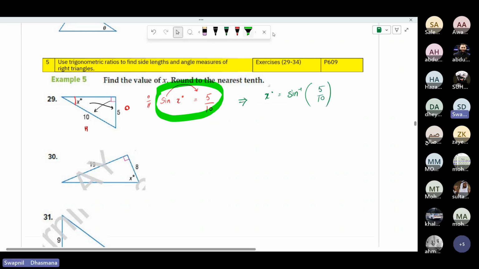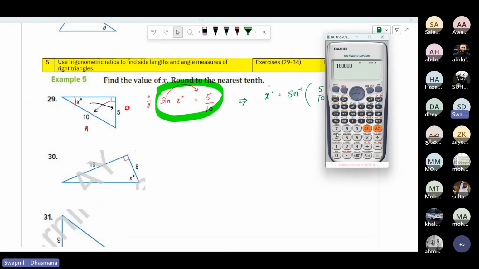How do you write this on the calculator? So shift, 5 over 10. Now it has to be an angle. As you can see, it should be around 30 or 20 or 40. It cannot be 90. This angle X is not 90. It's not 0. It's not 0.9. So for example, if I get 30, it's okay.